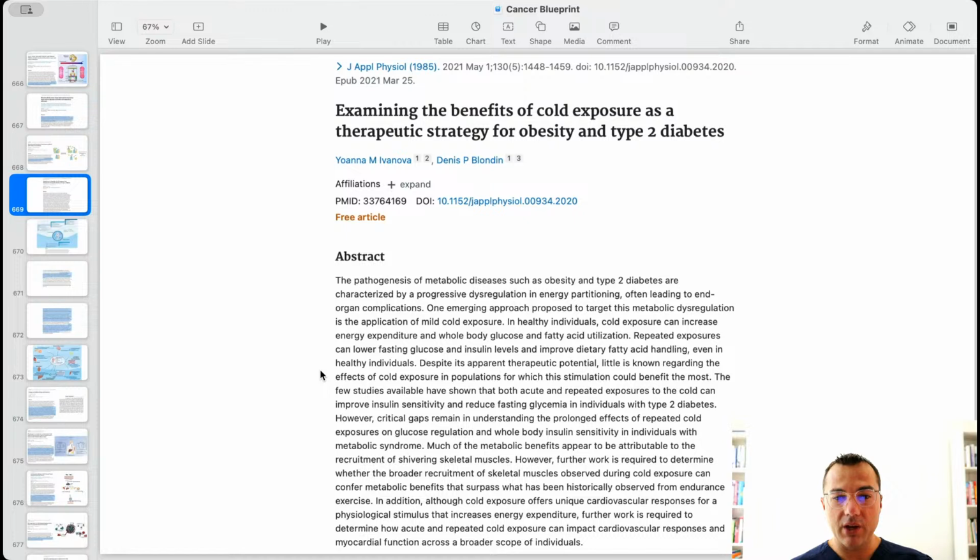Much of the metabolic benefits appear to be attributed to the recruitment of shivering skeletal muscle. However, further work is required to determine whether the broad recruitment of skeletal muscles observed during cold exposures can confer metabolic benefits that surpass what has been historically observed from endurance exercise. In addition, although cold exposure offers a unique cardiovascular response, a physiologic stimulus that increases energy expenditure, further work is required to determine how acute and repeated cold exposure can impact cardiovascular responses and myocardial function across a broader scope of individuals.